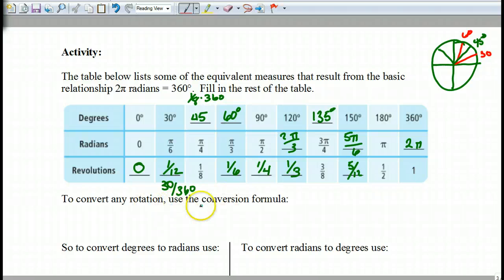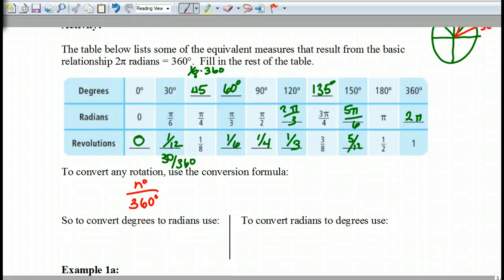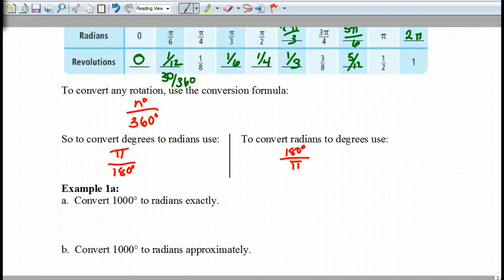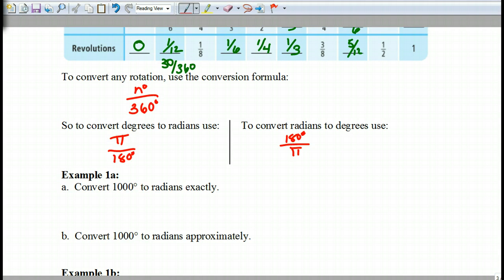All right, to convert any rotation, use the conversion formula of n degrees over 360. To convert degrees to radians, you use pi over 180. And the other way, from radians to degrees, like I said a little while ago, is 180 over pi. So, example 1A says, convert 1,000 degrees to radians exactly. So I'm going to take 1,000, and I'm going to multiply that by pi over 180.